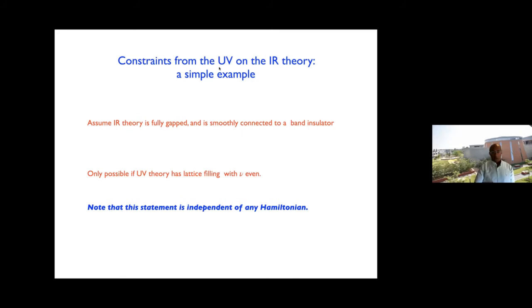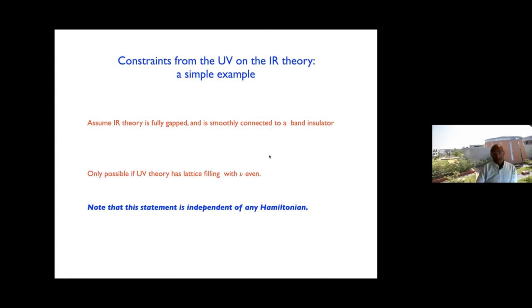Okay, so next I want to talk about constraints from the UV on the IR theory. This is the kind of constraint that we're going to explore in great depth. So let me start with a very simple, hopefully familiar example. Suppose the IR theory is fully gapped and is smoothly connected to the most familiar kind of insulator in condensed matter physics, a band insulator. Now, it's a standard story in condensed matter physics that this can happen only if the lattice filling nu is an even integer. It's basically because then you have the possibility of completely filling a set of bands, and nu should be even because you have two spin species: up spin electrons and down spin electrons.